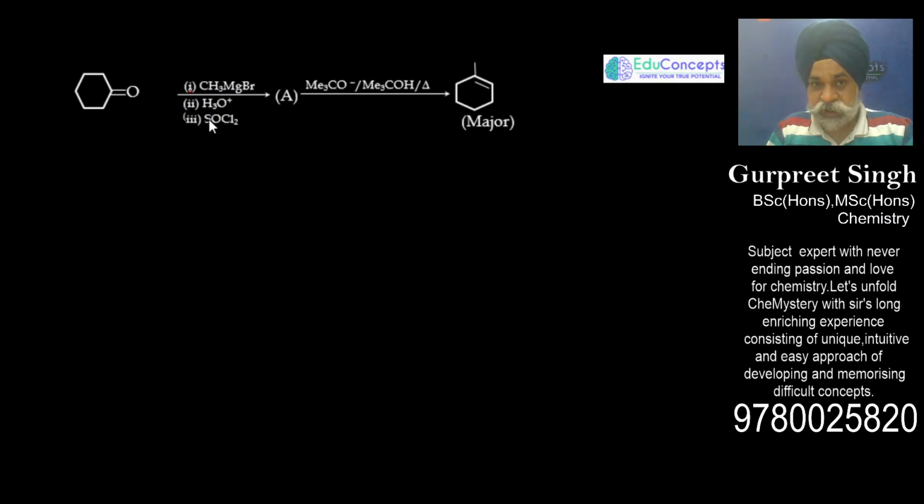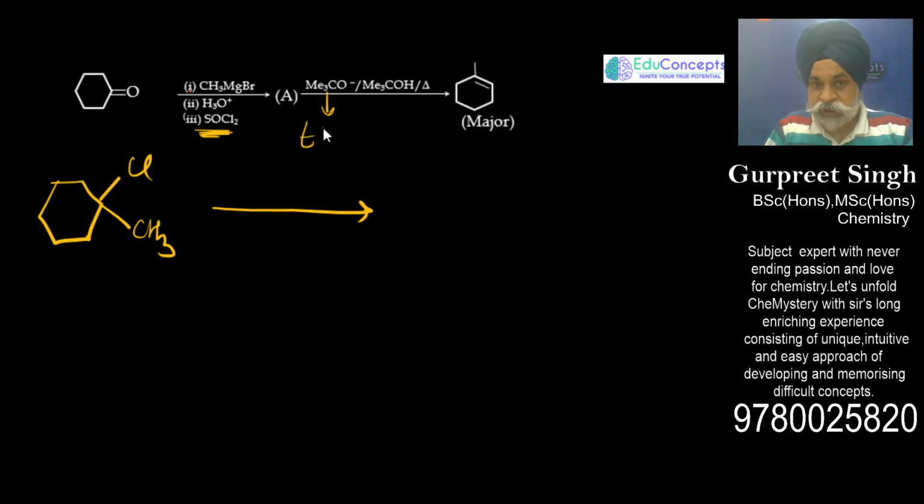Once you get the alkyl halide, we reach this point. So what is A? A we got is this one, the alkyl halide. Now this alkyl halide is being treated with tertiary butoxide ion. Tertiary butoxide is a sterically hindered base. This is a new reagent, potassium tertiary butoxide you can say, or sodium tertiary butoxide.